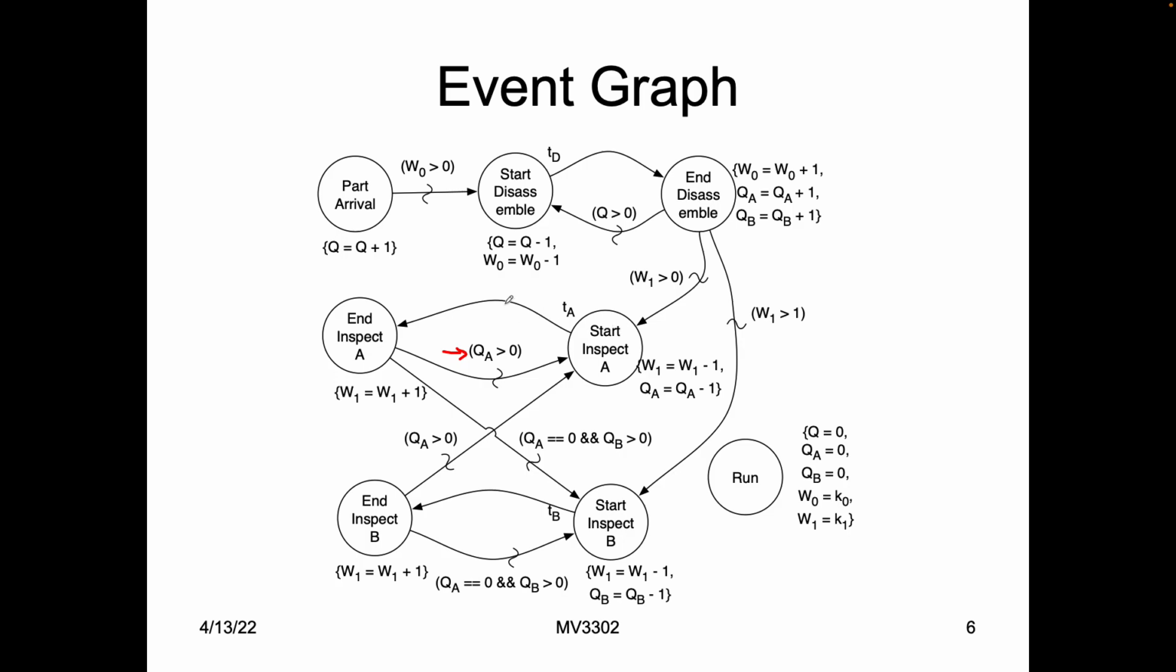Okay, but what if an A isn't available? Then what? Well, he's supposed to inspect a B. So how can we capture that? First, by scheduling a start inspection of type B with the condition that there are no type A's available and there's a type B available. If that condition is met when we finish inspecting an A, then that worker will turn and start inspecting a B. And how do you do that? You schedule a start inspecting B.